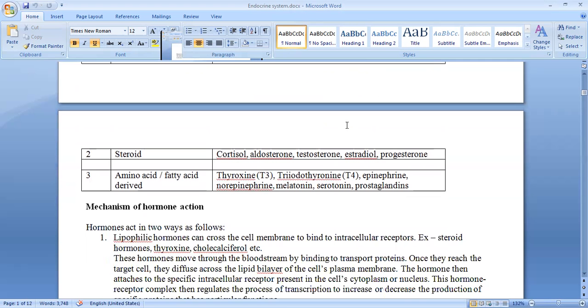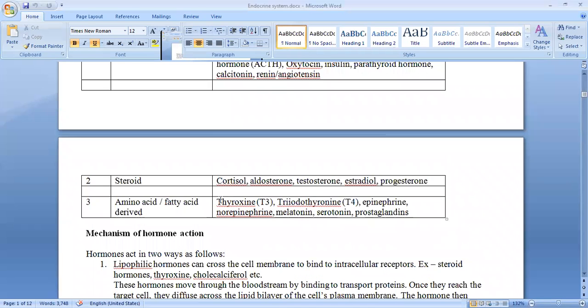Then we have the second category, which are called the steroid hormones. So we have hormones like cortisol, aldosterone, testosterone, estradiol, and progesterone. All these are examples of steroid hormones.